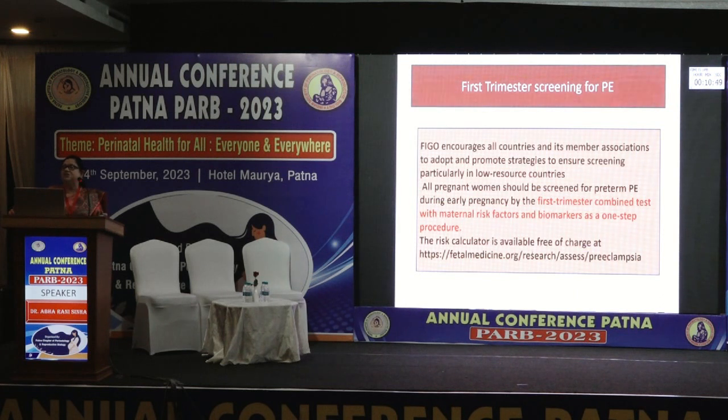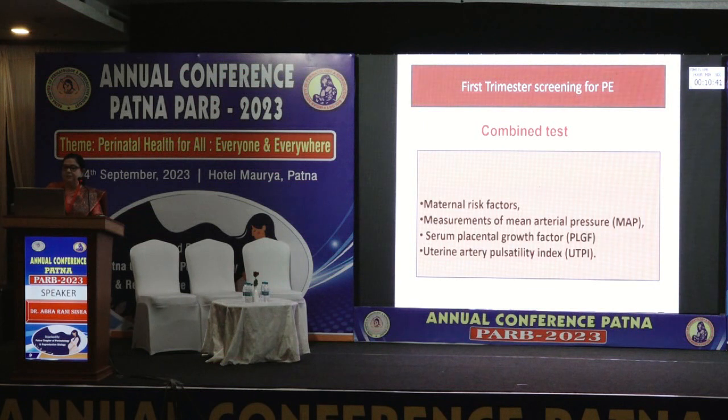fetalmedicine.org, research assess preeclampsia. If you go to the FIGO website, you will find this site, or this can give you a risk calculation mechanism. So now what are the combined tests for prediction of preeclampsia? It is the maternal risk factors, the measurement of maternal arterial pressure, the serum placental growth factor, and the uterine artery pulsatility index. If all these four are combined, then we get a high prediction rate for preeclampsia.